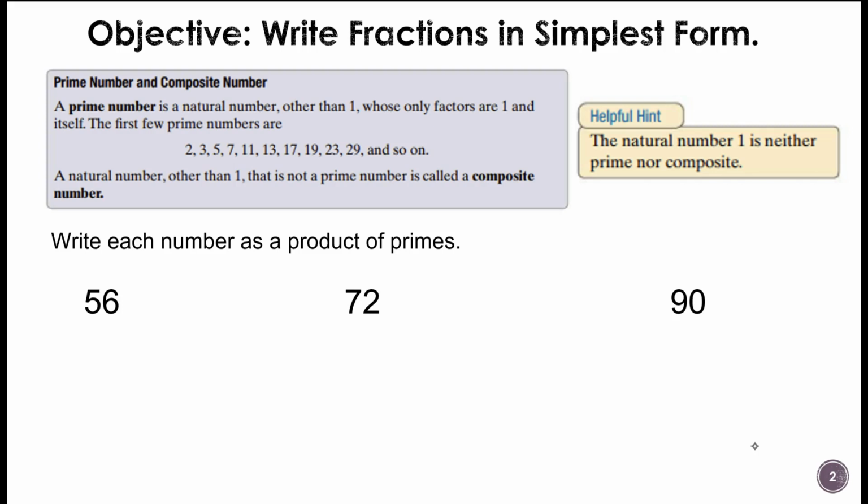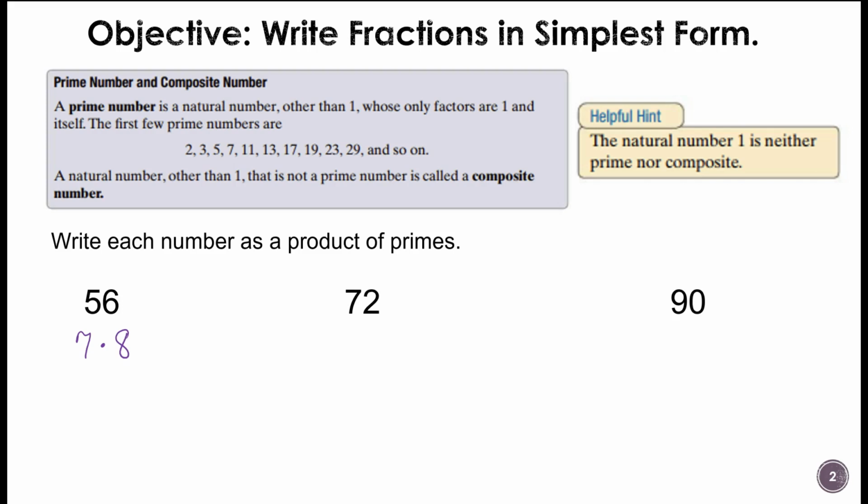So to begin with, if we're going to factor a number into primes like 56, you first have to come up with two numbers that go into 56. And so the ones that come to my mind anyway are 7 times 8. And then we have to break that down further.